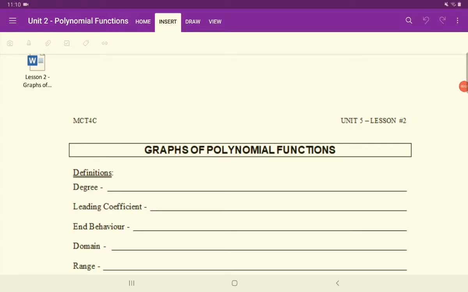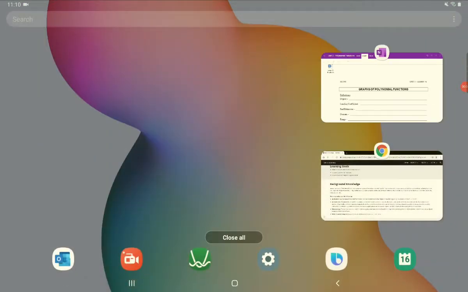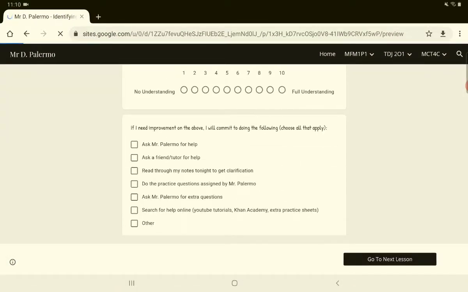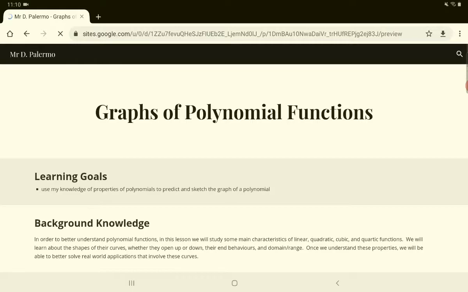All right, let's begin our second lesson for this unit. To do that, let's go to our website and take a look at section 5.2, which is graphs of polynomial functions. In the first section, we learned a whole lot about linear, quadratic, cubic, quartic, and then any other even or odd degree polynomial.